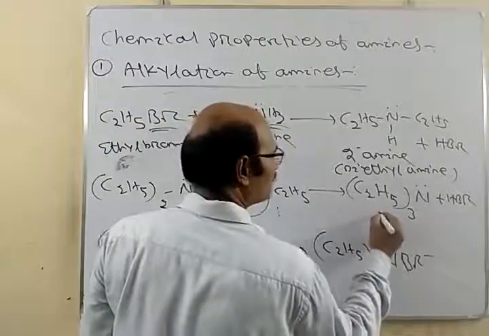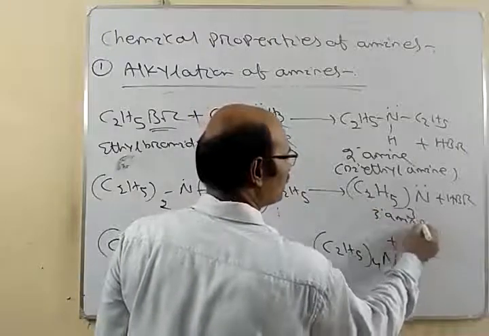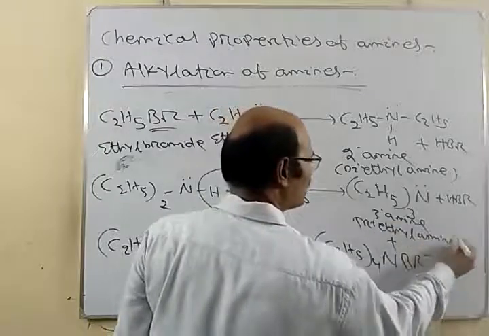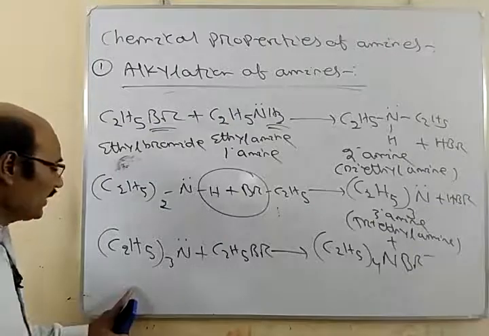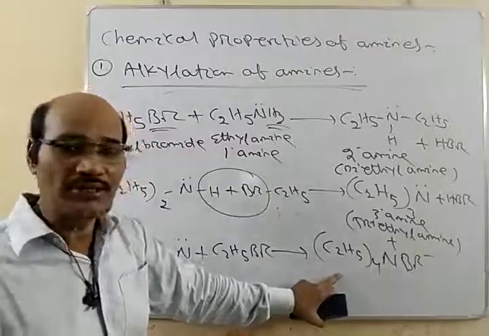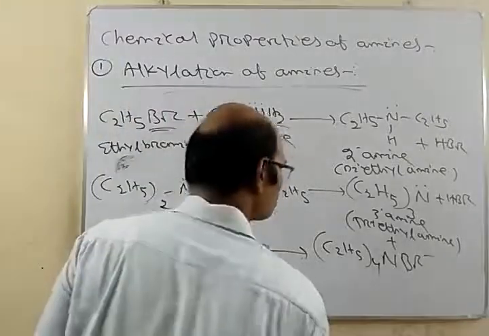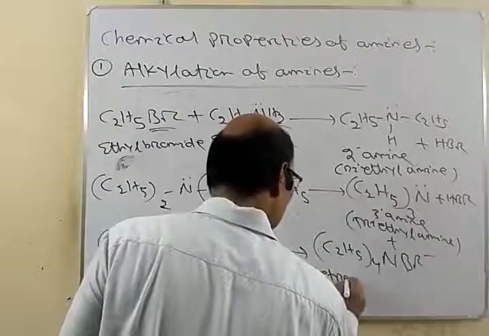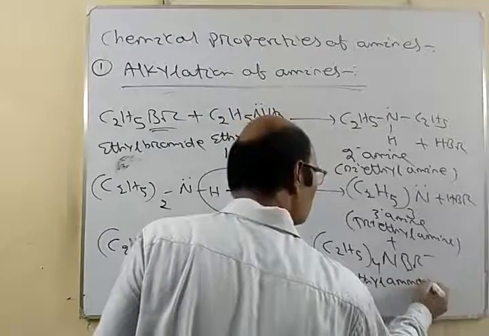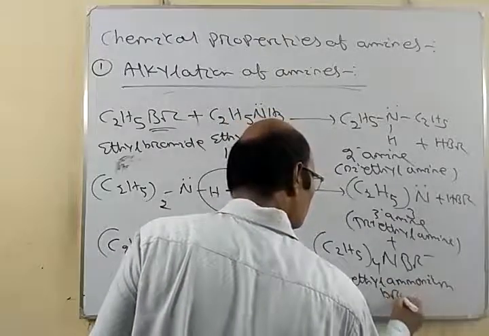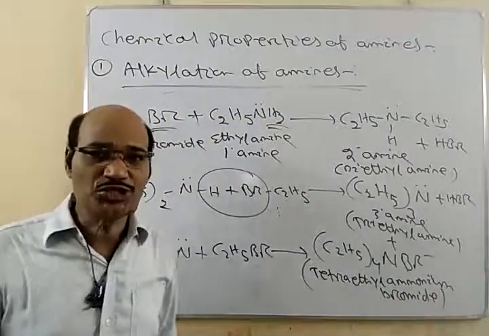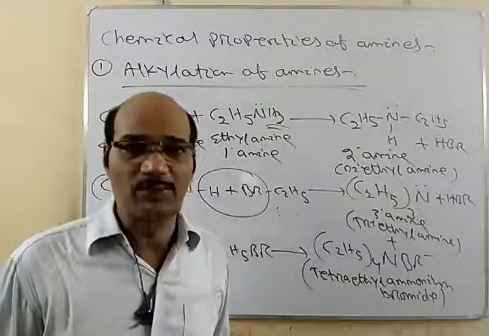A tertiary amine, called what? Triethyl amine. Now again this triethyl amine further reacts with ethyl bromide to give what? Quaternary ammonium salt. It's called tetraethyl ammonium bromide. So this is the process of alkylation of amine.